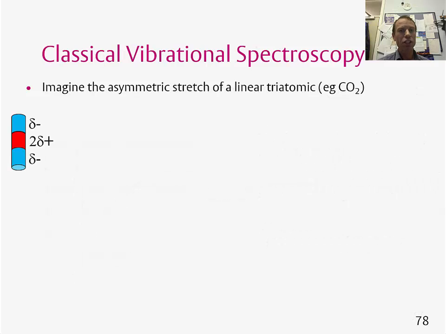So we've thought a bit about the vibrations of a spring. How does a vibrating molecule interact with light? Here's a classical picture of what's going on in vibrational spectroscopy. Imagine a linear triatomic such as CO2, which has a delta plus and a delta minus. Think about the asymmetric stretch: as one bond gets longer, the other bond gets shorter. So it looks something like this.